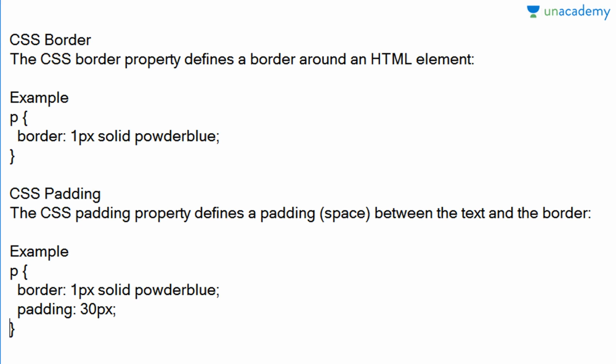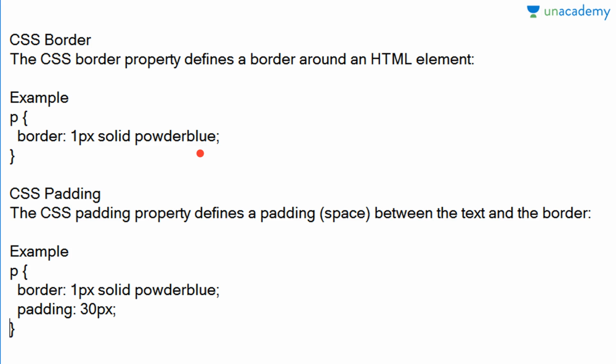Now studying about the CSS border property, how you can apply a border. We can use p bracket start, border 1px solid powder blue. 1px is the thickness, solid is the type, and powder blue is the color that you're applying to your border. So this is how you can apply the CSS border property.